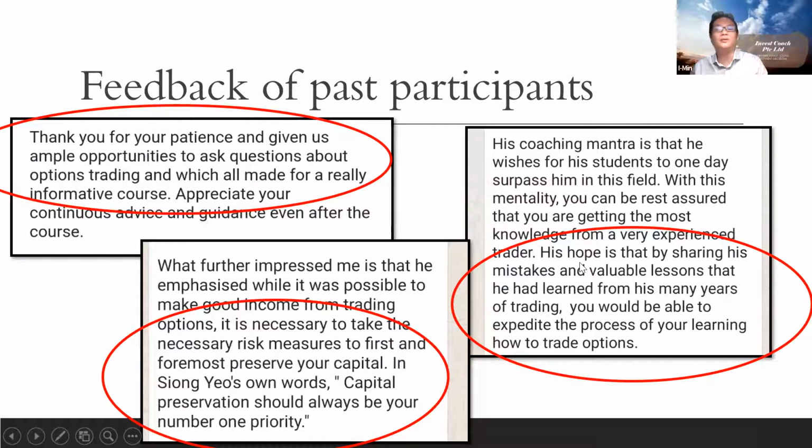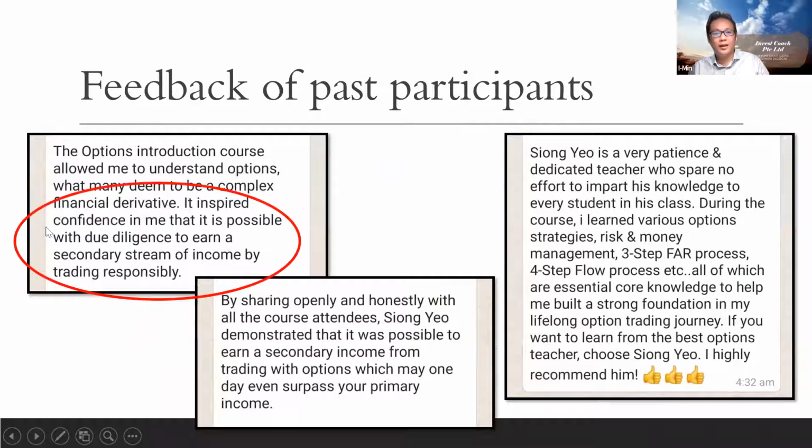Of course, his style, the way he teaches. Again, we want to be very clear, we're not here trying to sell a millionaire course. Very down to earth: risk management, how to use options as a primary source of regular income. Inspire me to be confident. Earn a secondary income stream by trading responsibly. Then what else do we have? Trading options may one day even surpass your primary income.